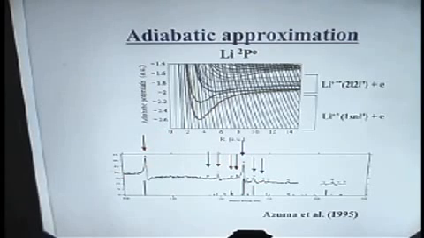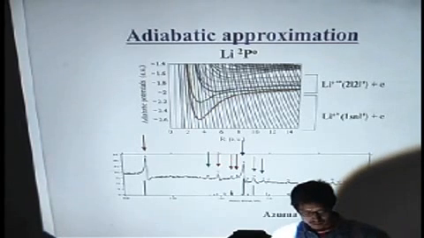Here the experimental data is really quite complicated. But in the adiabatic picture, there is a one-to-one correspondence. This red one gives this resonance, and this is a Rydberg series. Then the green one is from the second curve, and the blue ones are from this blue curve. It worked quite nicely.